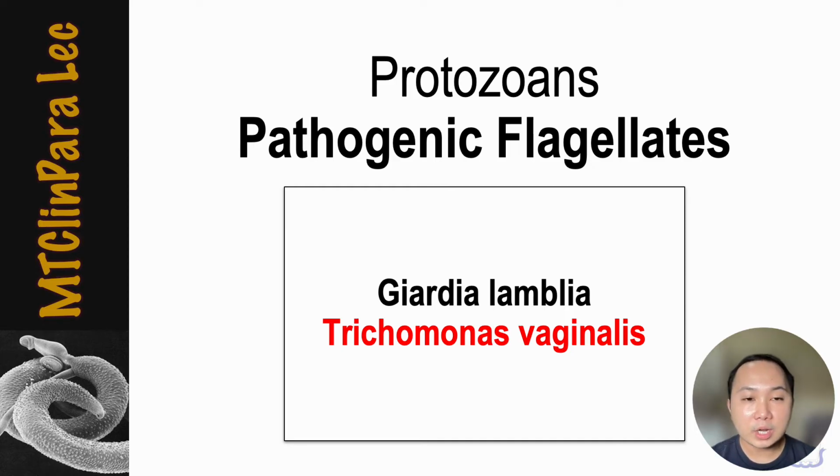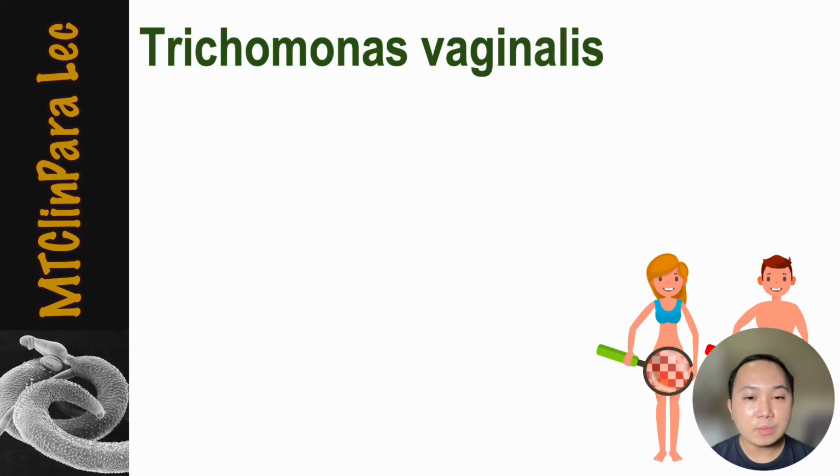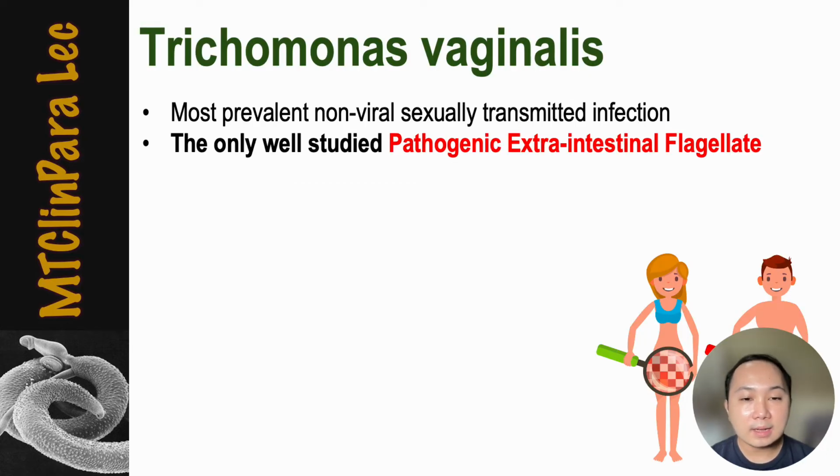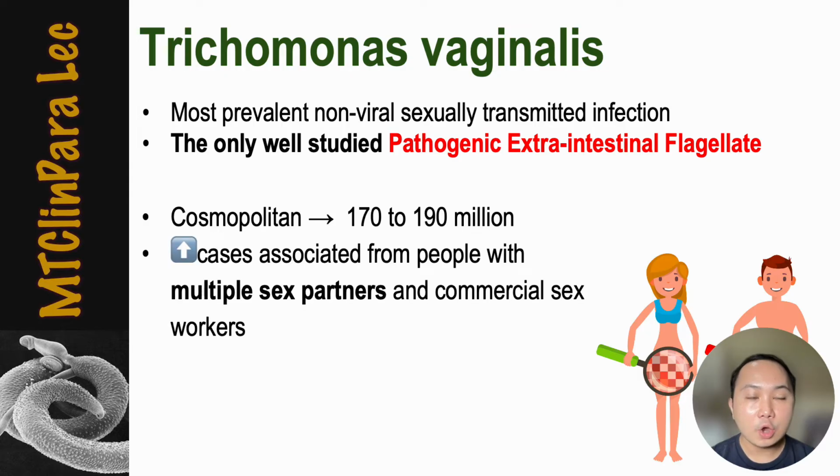Compared to Giardia, Trichomonas vaginalis is considered an extra-intestinal pathogenic parasite or flagellate. Trichomonas vaginalis is the most prevalent non-viral sexually transmitted infection. Based on the description itself, the mode of transmission for this parasite is through sexual intercourse. This is the only well-studied pathogenic extra-intestinal flagellate, which has 170 to 190 million cases worldwide. It is cosmopolitan, which means worldwide, and associated with people with multiple sex partners and commercial sex workers.